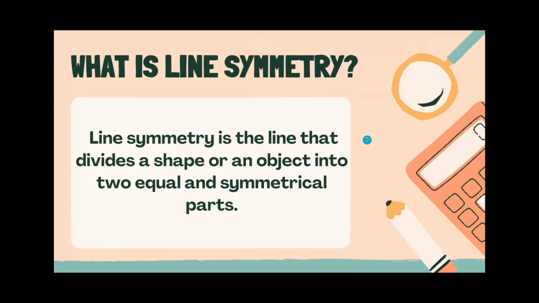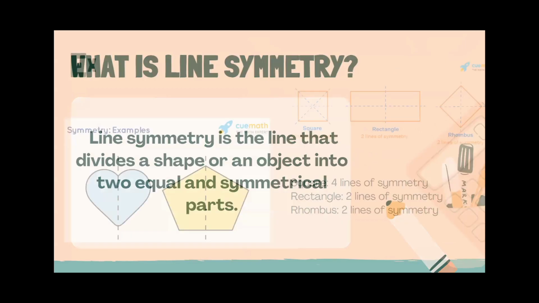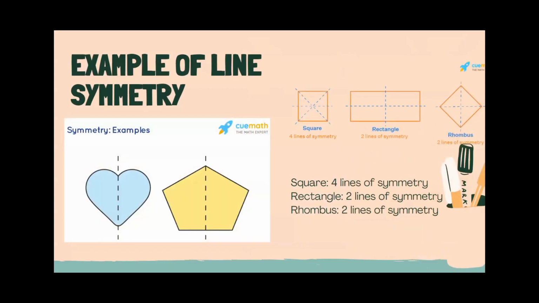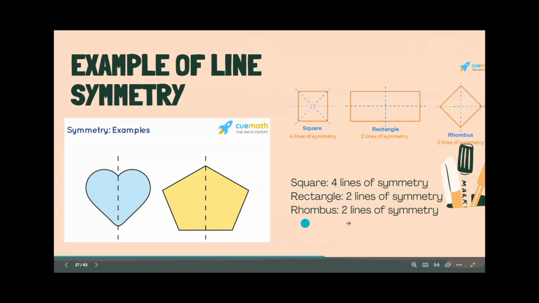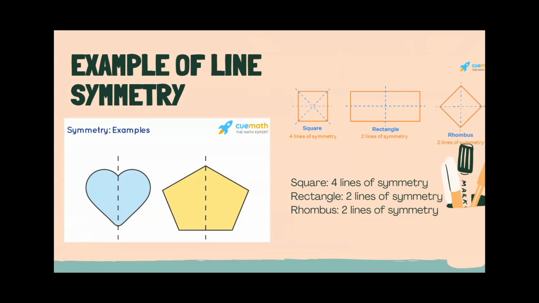So, what is line symmetry? Line symmetry is the line that divides a shape or an object into two equal and symmetrical parts. For example, in the picture shown here, the square has 4 lines of symmetry, a rectangle has 2 lines of symmetry, and a rhombus has 2 lines of symmetry.